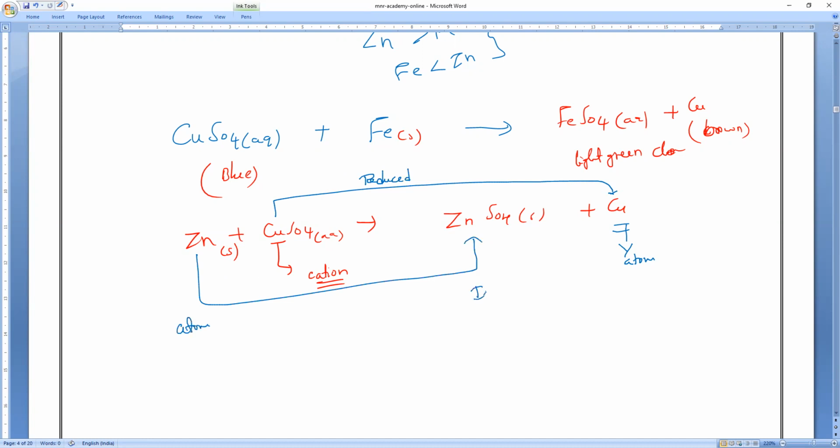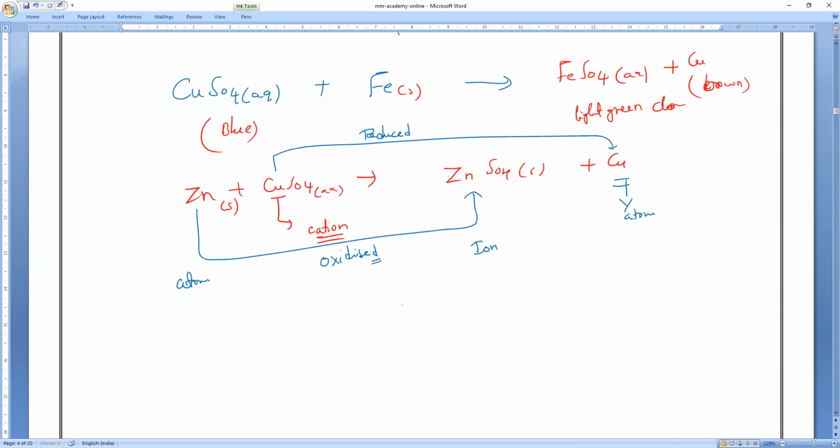Zinc turns into an ion. So is it getting oxidized or reduced? Oxidized. Please learn it, all of you. Very, very important. Simply studying means nothing will happen. So cation it is. Next, we can make it zinc sulfate. So zinc sulfate plus copper.